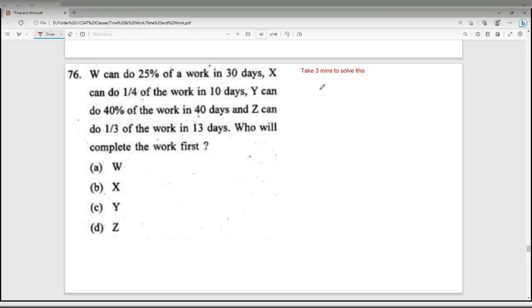So what they're saying is W can do 25% of the work in 30 days. X can do 1/4 of the work in 10 days. Y can do 40% of the work in 40 days, and Z can do 1/3 of the work in 13 days. Who will complete the work first? So whoever's rate is highest, that person will complete the work first. So we'll set up the chart.